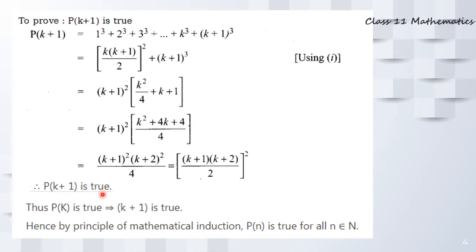You should note it: P of 1 is true, P of k is true, P of k plus 1 is true. Therefore, by mathematical induction, P of n is true for all n belonging to the natural number system. Hence proved. So the last line is also very important.